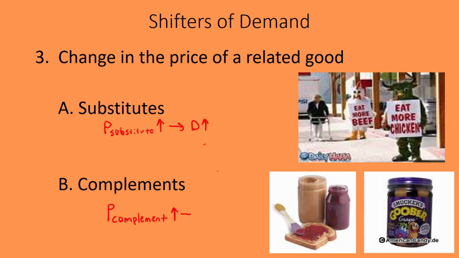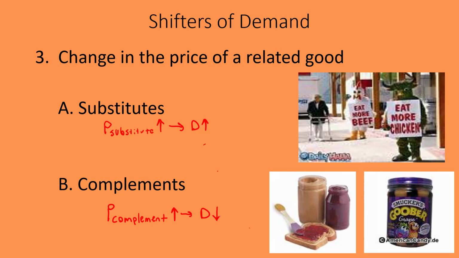Right, so the way this works is if the price of a complement goes up, then the demand for the good in question will go down. Again, think of, say, milk and cereal. If the price of milk goes up so that people buy less milk, well, then they're going to want to buy less cereal, even if the price of cereal hasn't changed, because it's not as fun to eat cereal without milk.